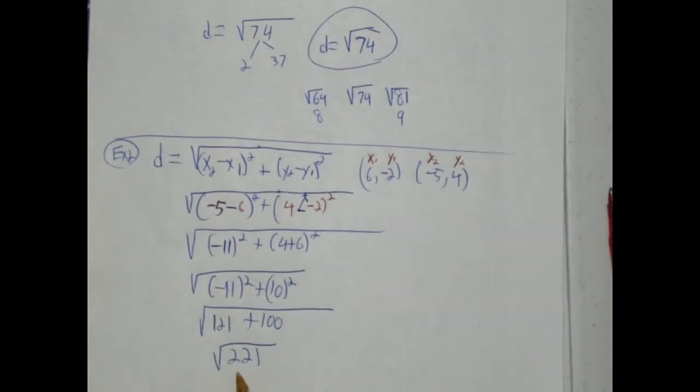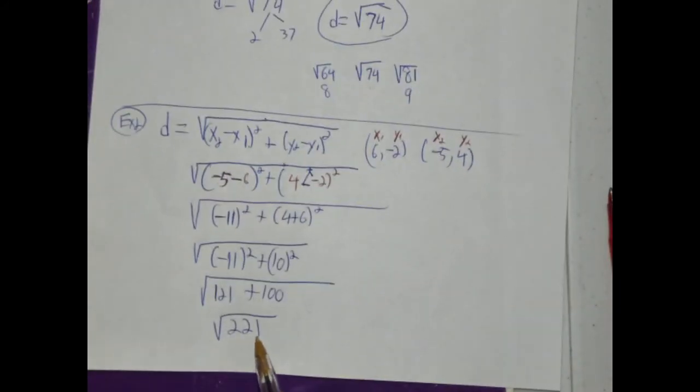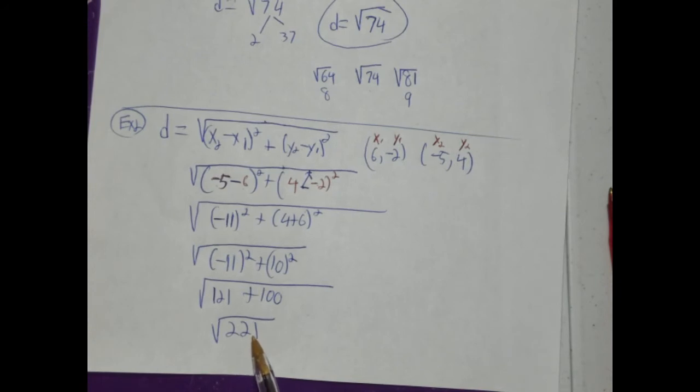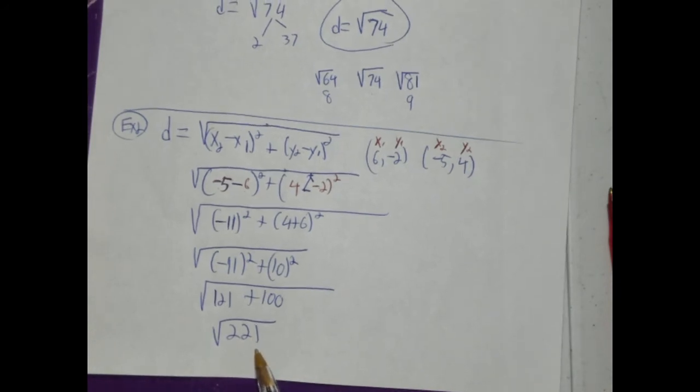Let's check. Is it divisible by 2? Nope. Divisible by 3? It's not divisible by 3 because if we add these up, it's 5. 5 is not divisible by 3. Is it divisible by 4? No, because it's not divisible by 2. Is it divisible by 5? No, because it does not end in 0 or 5. Is it divisible by 6? No, because it's not divisible by 2 or 3 together.